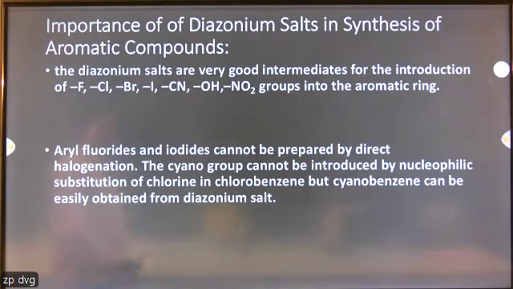Aryl fluorides and iodides actually cannot be prepared by direct halogenation, very difficult. The cyano group also cannot be introduced by the nucleophilic substitution of chlorine in chlorobenzene, but cyanobenzene can easily be obtained from diazonium salts. So these are some of the importance of diazonium salts in the synthesis of aromatic compounds.